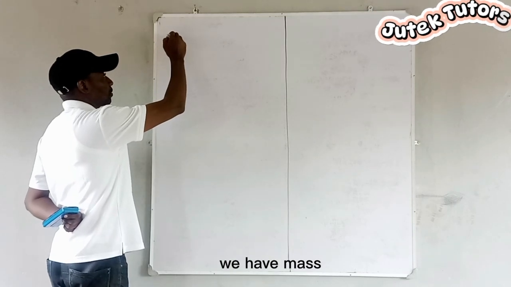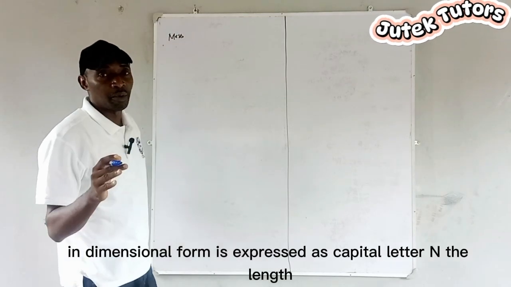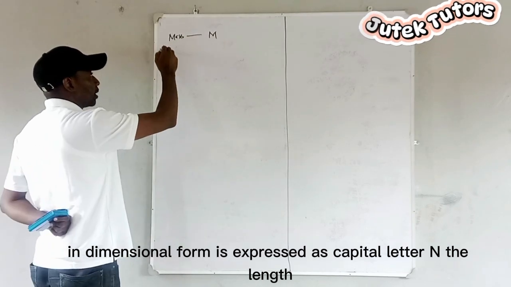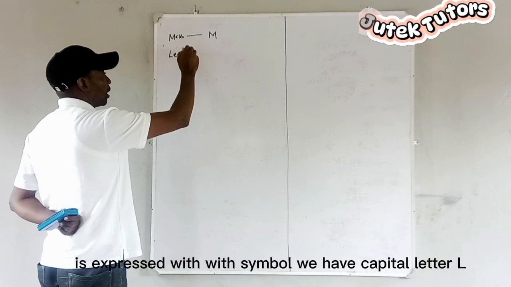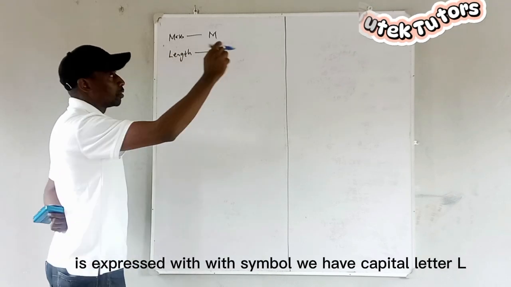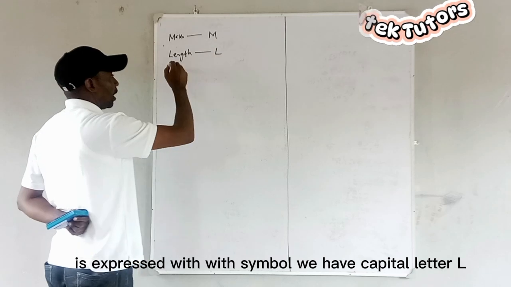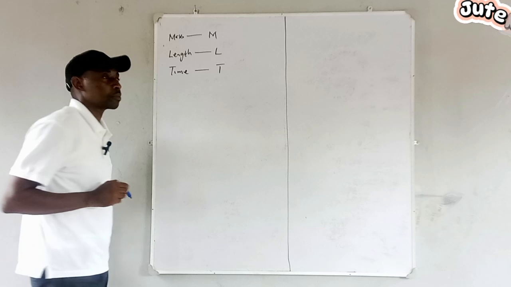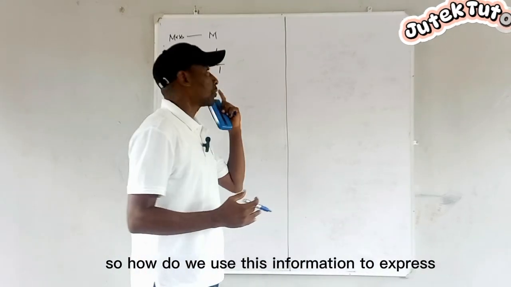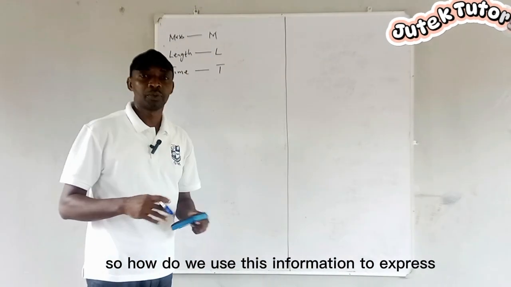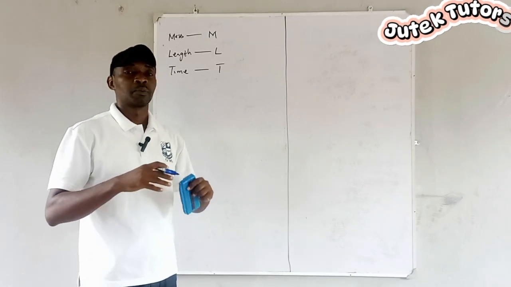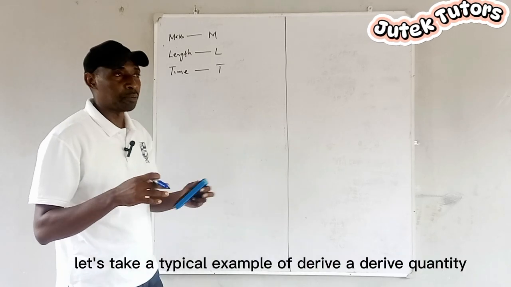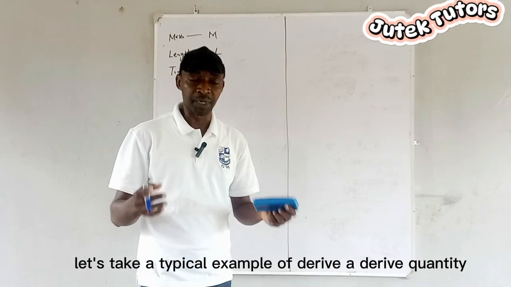We have mass. In dimensional form it is expressed as capital letter M. The length is expressed with the symbol capital letter L. Then for time we use capital letter T. So how do we use this information to express derived quantities in dimensional form? Let's take a typical example of a derived quantity.